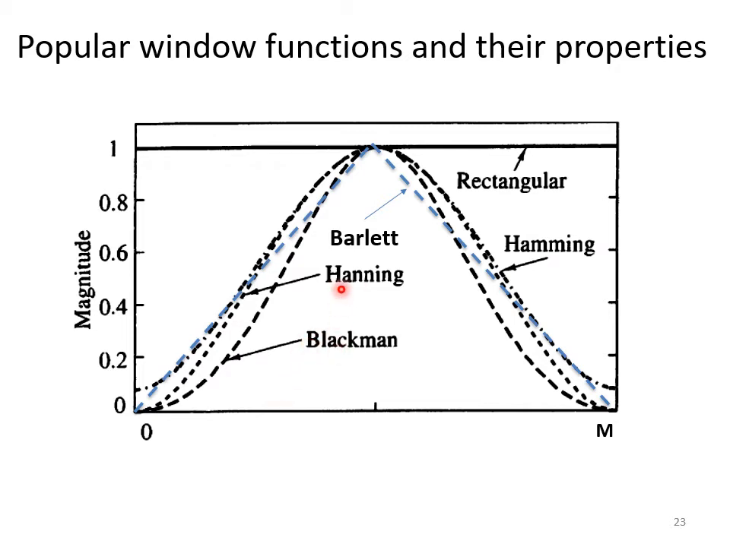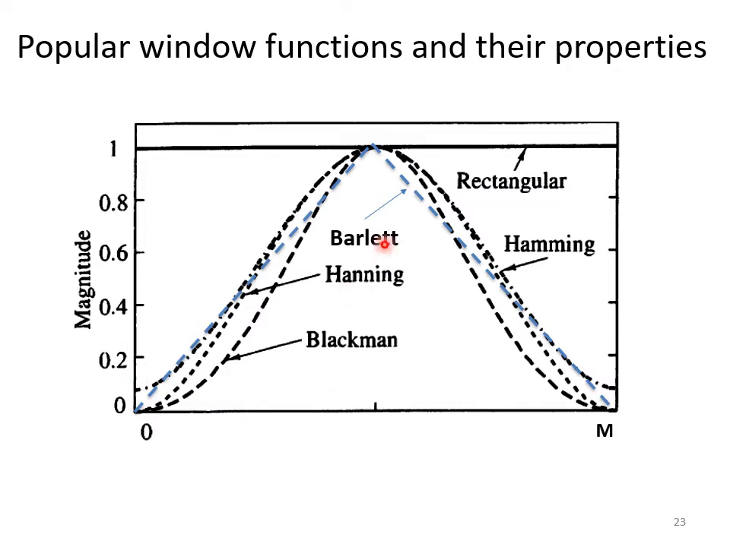Now the other popular window functions which we are going to use are the Blackman window, Hanning window, and Bartlett window. We already used the rectangular and Hamming windows. Right. So the rectangular window function is this one. It is 1 when n is from 0 to M, and it is 0 otherwise. So it has a sharp, abrupt discontinuity. Other window functions are more or less similar in shape.